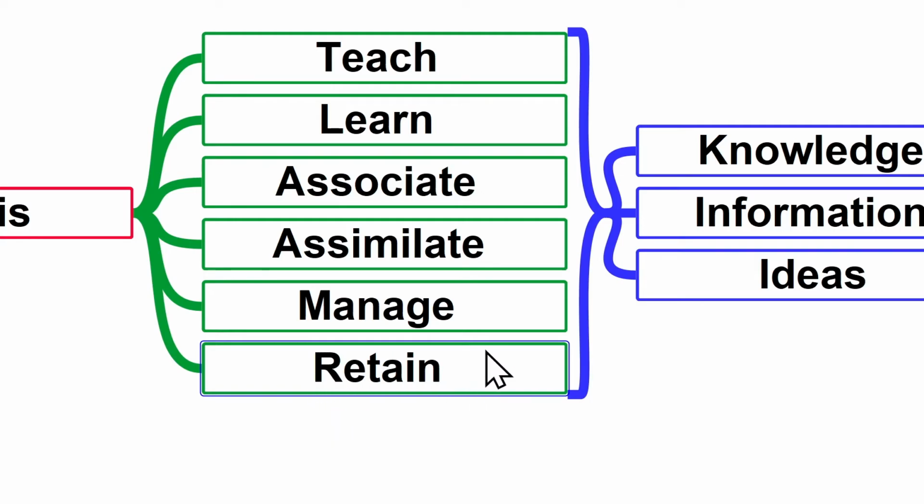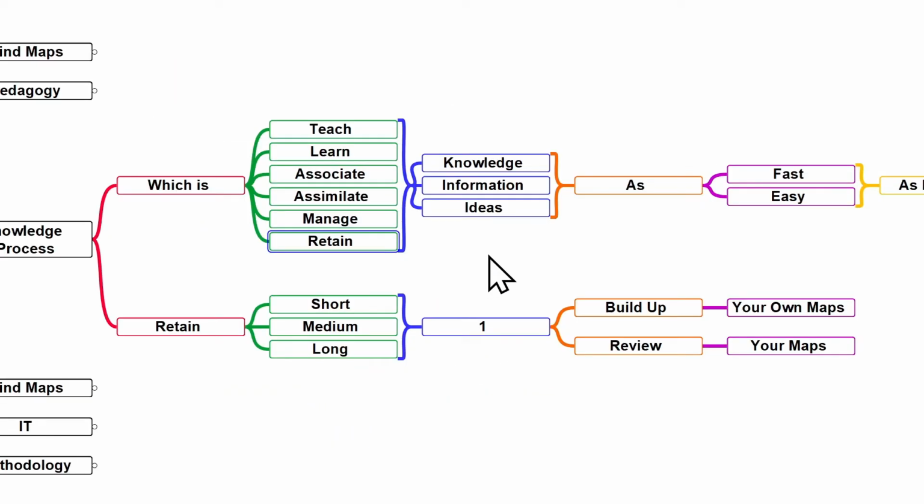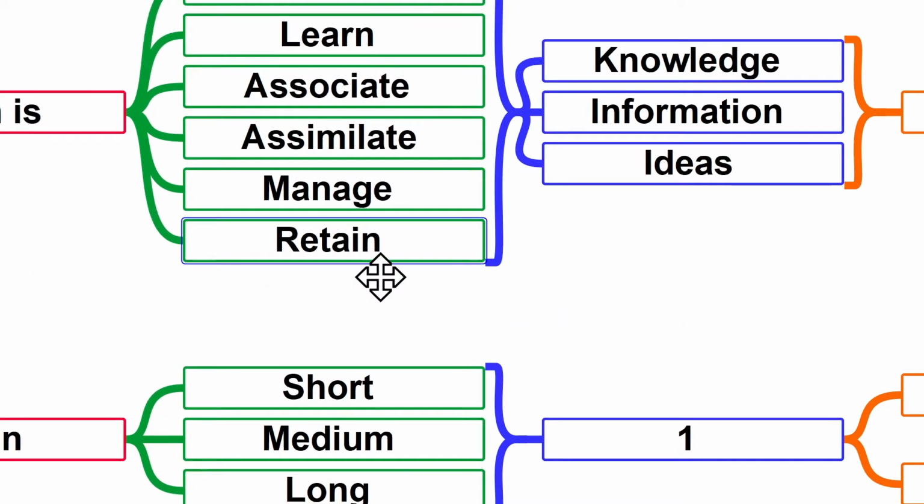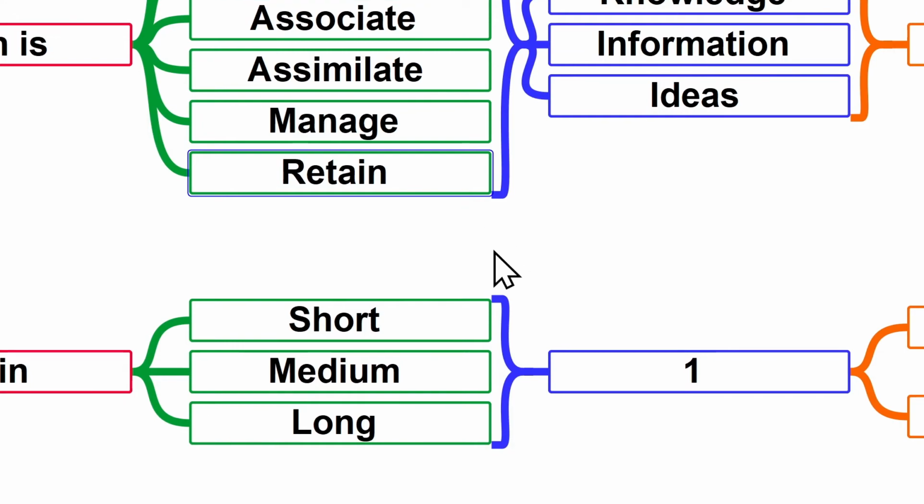It's really hard for them, for most people. And not to mention to retain knowledge, information, and ideas in a short term, then in a medium term period of time, then in a long term. Things you memorize in a long term are harder to forget. And there are two very simple ways to do that: build up your own maps and review your maps. Who never learned something and, because you weren't using that knowledge, you forgot? You no longer have that knowledge that you once had in the past.